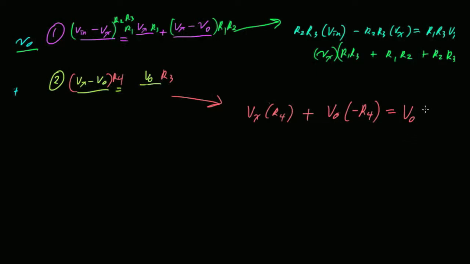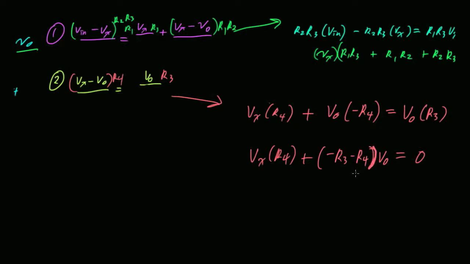Because I've got my Vx R4, and then I brought this term over to this side, so it's minus V out R3 minus V out R4, which I just grouped together. So that's going to equal what? 0. Do I have a system of equations? I do. Okay, 2 equations and 2 unknowns.